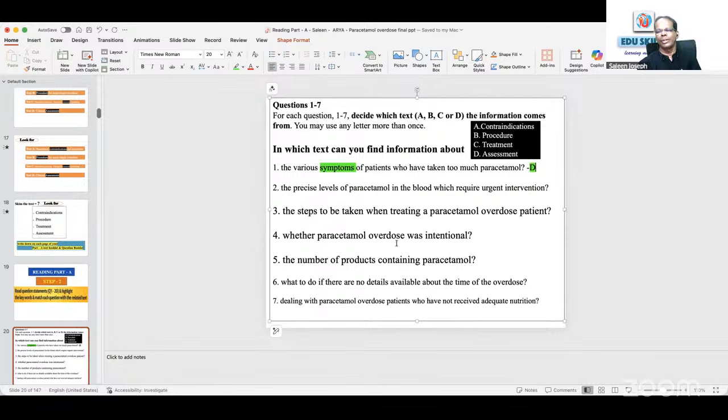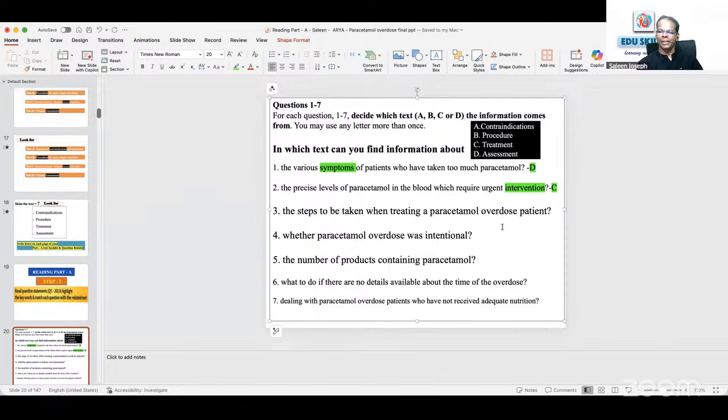Question 1 to 7 you require, that is the answer ultimately. Second one, the precise levels of paracetamol in the blood which require urgent intervention. Intervention is the keyword. Urgent intervention is a synonym of what? Treatment. Exactly. See how easy. All these things can be done within fractions of seconds if you know how to identify the keywords.